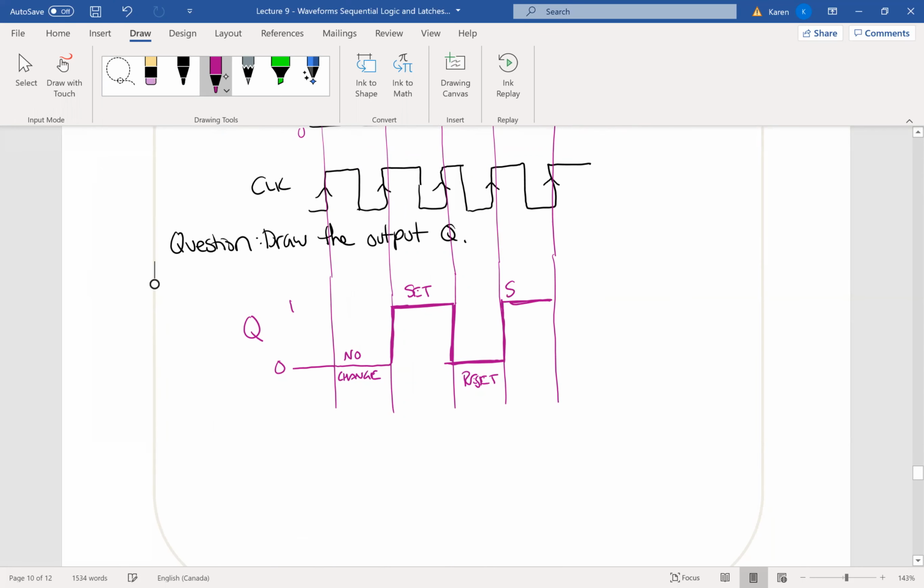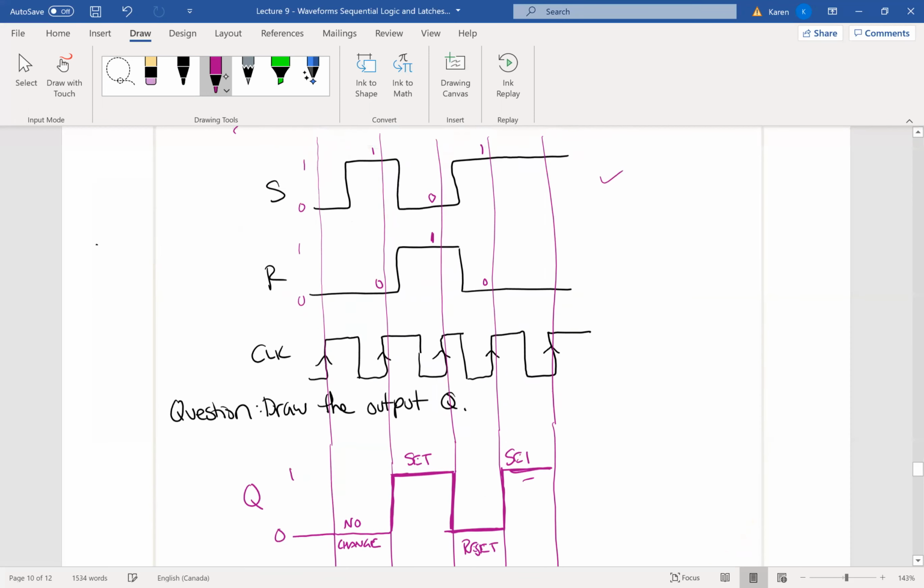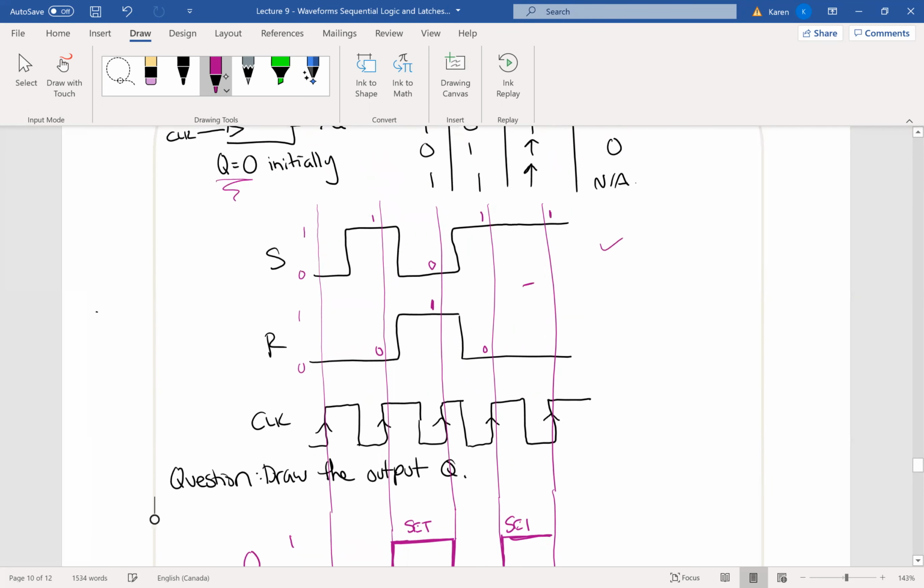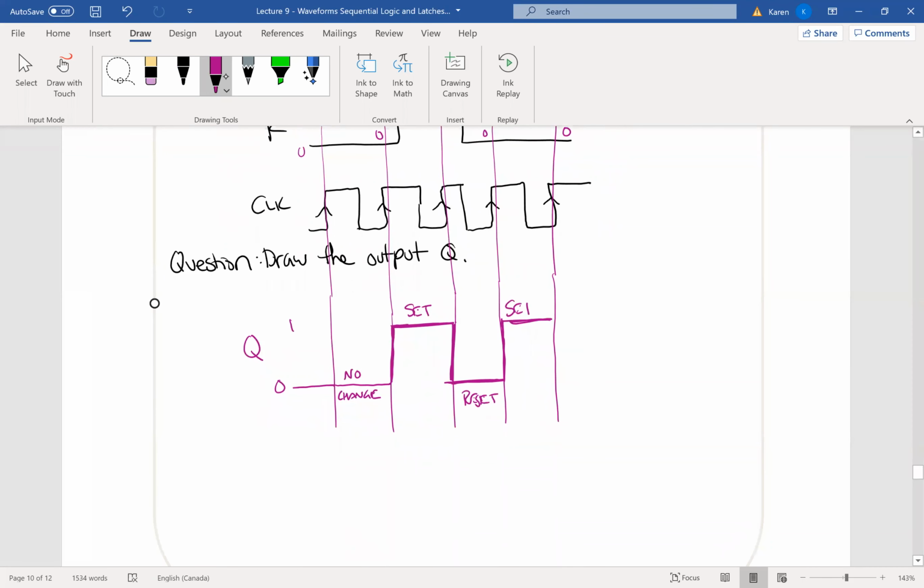I set it. And at the next clock, it looks like we have a 1 and a 0. So it looks like we want to set it again. It was already set, but we're going to set it again. And so that's the answer of output Q from the NOR gate SR flip-flop when Q started initially at 0 and was triggered on the rising edge of the clock.